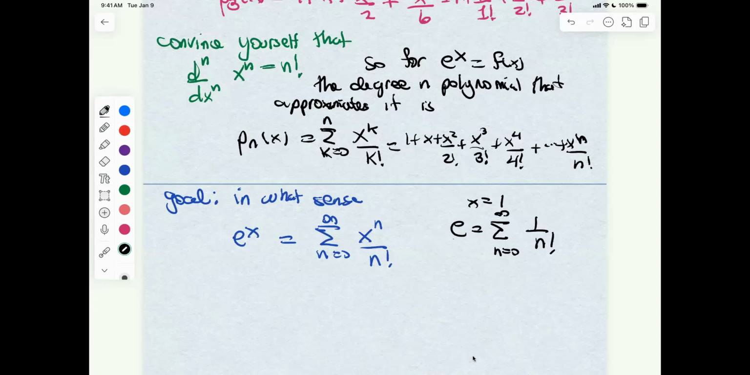At the bottom, when you say goal, in what sense this is true? That's what we're going to discuss. And the answer is, yes, it is true. Basically, the limit of the partial sums for any x converges to e to the x. That's what we will make more precise next time.